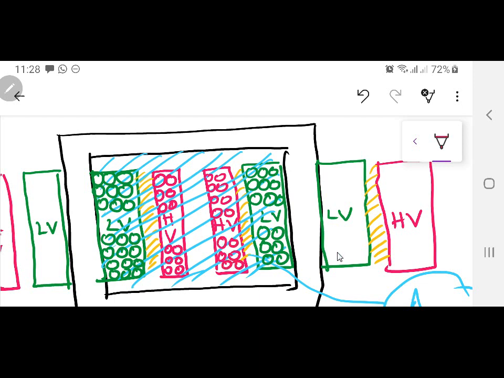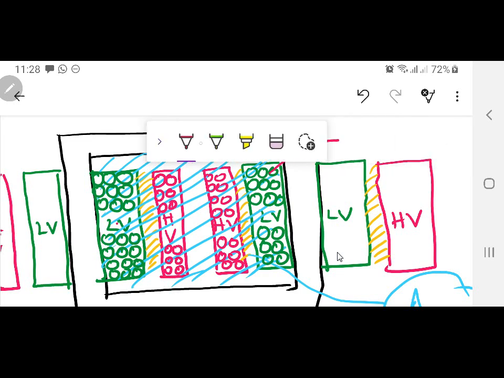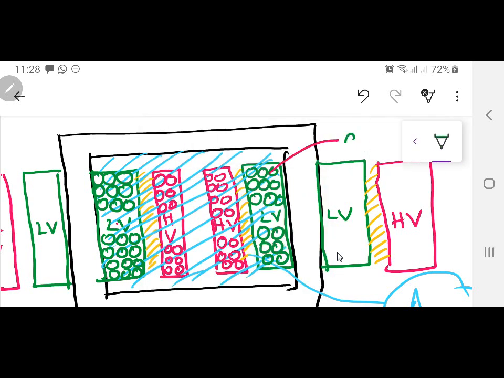Now I want to find out the total copper area. How can I find it? I know there are N1/2 turns here because half of the turns are on this winding and half of the turns are here. So what is the area of the low voltage conductor? Let me use the same green color. This is A1, and the number of turns here is N1/2. So here it is A1 multiplied by N1/2. Half the turns are on this side and half on the other side. So if I add these two, the total is A1 into N1.